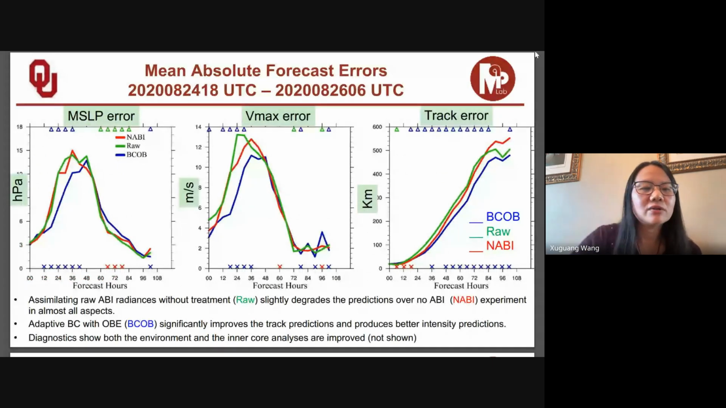So this is the Hurricane Laura result. The blue line is the experiment assimilating the all-sky ABI radiance observations with the bias correction and observation error estimation approaches that I just introduced. And the red curve is not assimilating ABI observations. So as you see, after this bias correction and observation error estimation, assimilating ABI is able to improve both the track and intensity forecast for Laura. And due to time limit, I'm not able to show the specific diagnostics for why. Just to summarize here, we found the improvement is coming from both the environment analysis improvement and the inner core analysis improvement as well. Next, please.